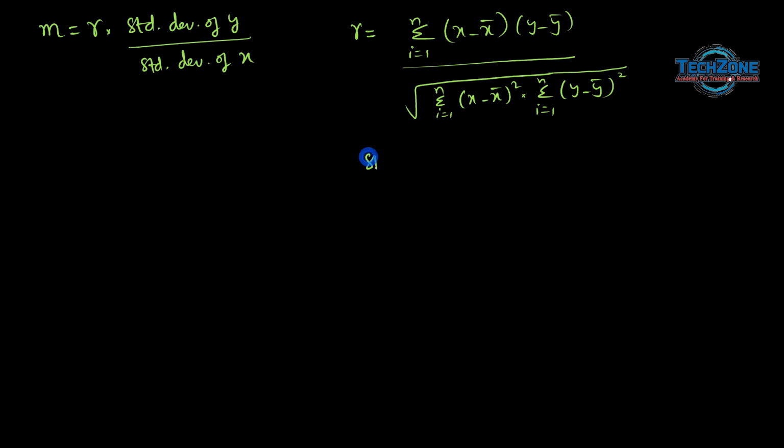Okay, and what is the standard deviation of y? How should we find the standard deviation of y? It is the square root of sigma (y minus y bar) whole square divided by n minus 1, where n is the number of observations. So y bar, or y dash, here is the average of the y values.